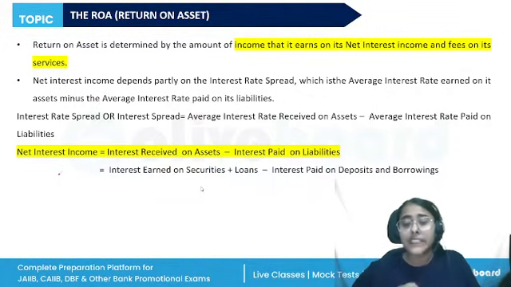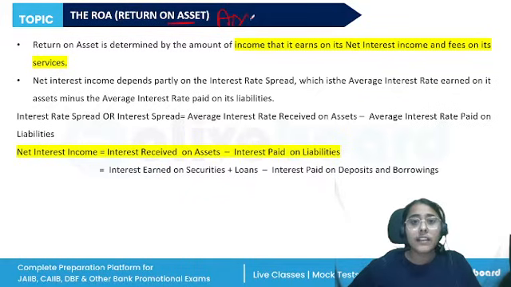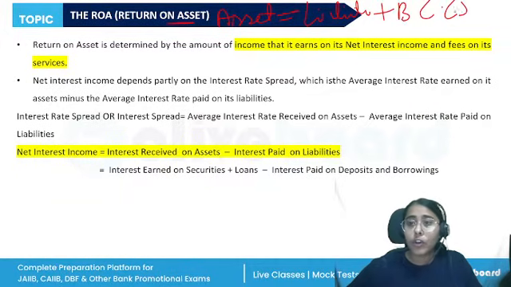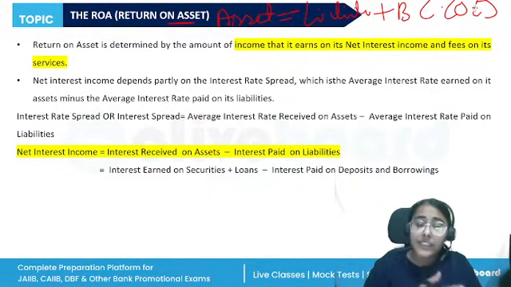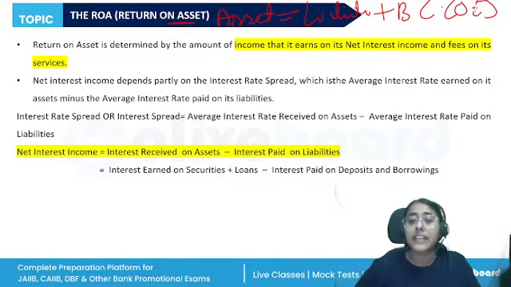Foremost, we need to see the meaning of assets. What is the meaning of asset? Asset refers to the liabilities plus the bank's capital, which is also known as the owner's equity. So, liabilities plus the bank's capital or owner's equity is known as the asset, right? So, assets are used by businesses to generate income.